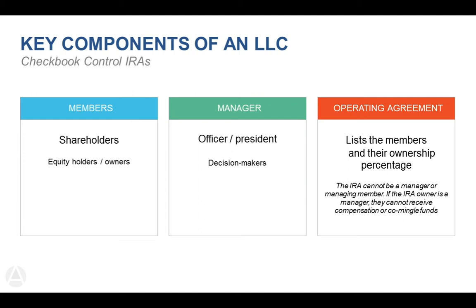So the key components of an LLC: you have the shareholders, which are the owners of the company. In this case, your IRA would be named as the sole shareholder, so Advanta IRA FBO Jane or John Smith IRA, and the account number. That is how you initially set up the ownership of the LLC. The IRA is going to wholly own the entity that in turn will be utilized for checkbook control.